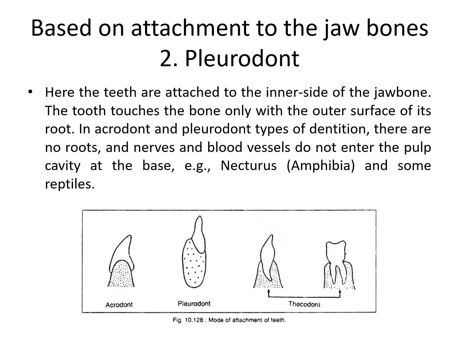The second type is pleurodont, where the teeth are attached to the inner side of the jawbone. The tooth touches the bone only with the outer surface of its roots. In acrodont and pleurodont types of dentition, there are no roots, and nerves and blood vessels do not enter the pulp cavity at the base. Example, Necturus and some reptiles.